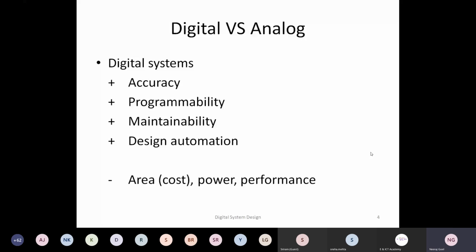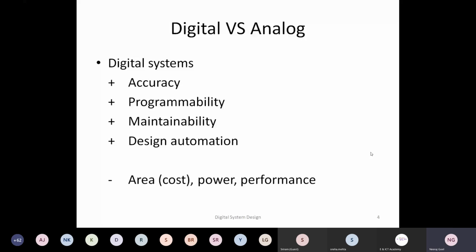So for example, the same multiplication that can be done in an analog system in a couple of nanoseconds would take hundreds of nanoseconds in a digital system. So there would be an order of 100 times more cost, 100 times more area. But because they are reliable, because there is less possibility of error, and because they are programmable, that's why we would like to use digital systems.